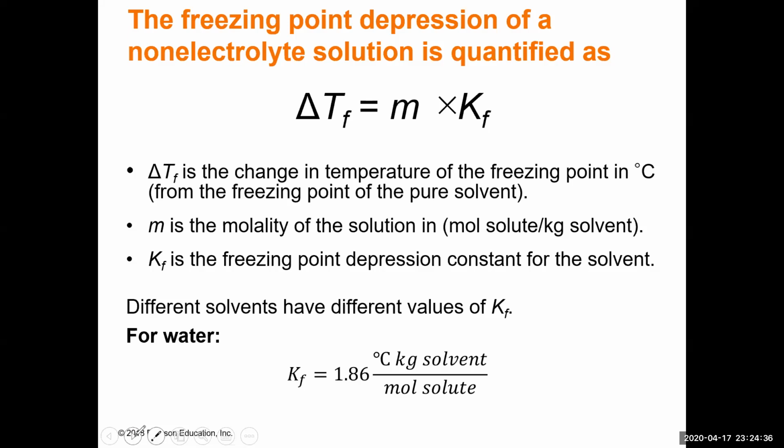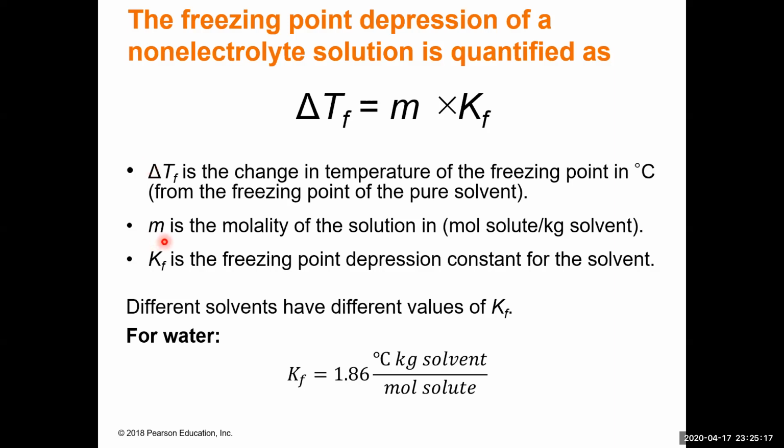Now the freezing point depression of a non-electrolyte solution is quantified by this equation here, where the change in freezing point, or delta TF, is equal to the molality times K sub F. So delta TF is our change in temperature of the freezing point in degrees Celsius. So that is the change in temperature of the freezing point from the freezing point of the pure solvent.